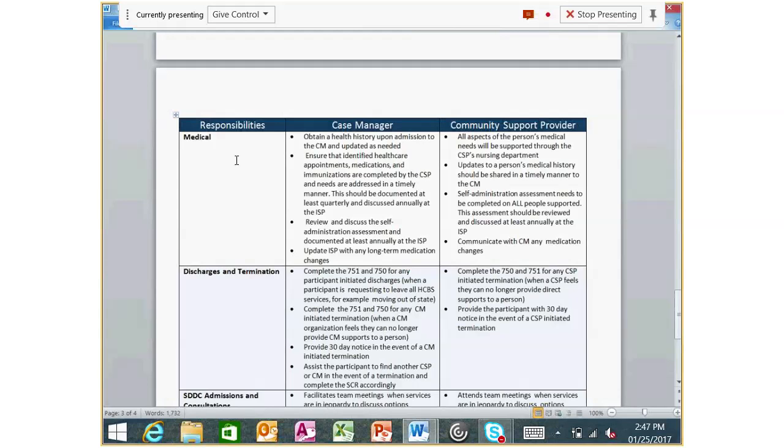The third thing will be actually completing that self-administration assessment. This assessment should then again be reviewed at the ISP. And then the final thing is to communicate with any case managers any medication changes.